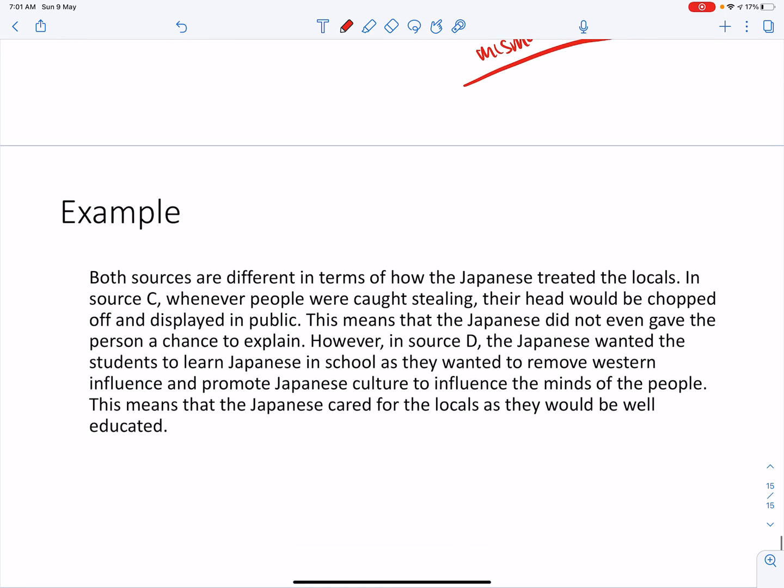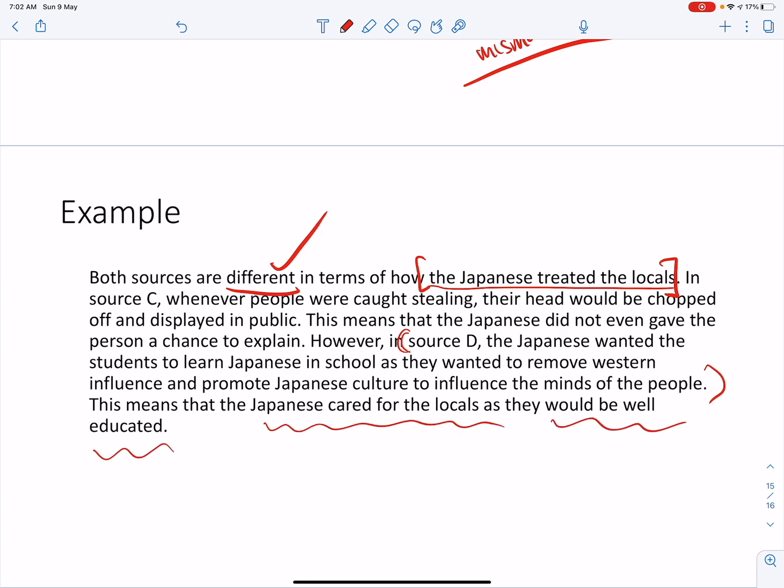Last example, okay, both sources are different. Thank you very much. You have answered the question. How the Japanese treated locals. Again, the same thing. This one is not implied very strongly in D. Okay, so D says the Japanese wanted to remove the Western influence, to influence the minds of the people. This means that the Japanese cared for the locals.